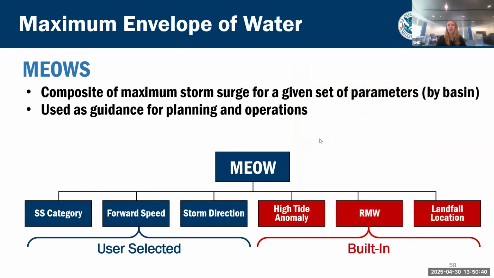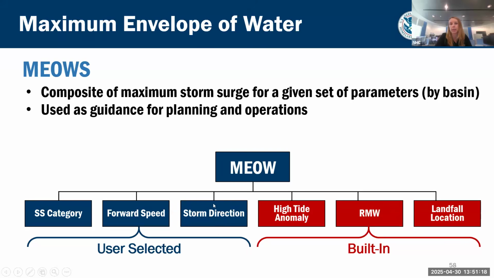So with that, I'm going to discuss the risk maps first. So these are the MOMs and the MEOWs. So I'm going to start with the MEOWs because they're kind of the building block for the MOMs. And this is our introductory slide to them. It gives you the definition. MEOWs are essentially a composite of the maximum storm surge for a given set of parameters by basin. So they're going to be computed in those basins that we saw on the SLOSH model description slide. And the parameters you can see are listed on the bottom here.